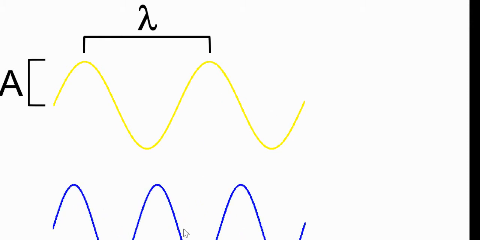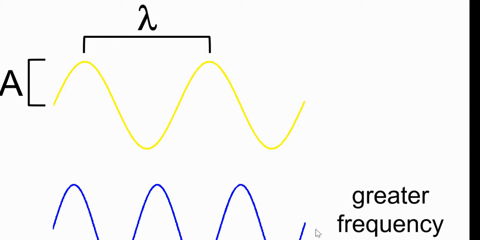Okay. Now between these two, the yellow and the blue, can you see that the amplitude is actually the same on these? If you hold your finger up to the screen and measure, you notice that this height and this height, they're the same. But the bottom one, you have more waves per unit of time, right? Here we see only 2 peaks, here we see 3. So the bottom one is a higher frequency.